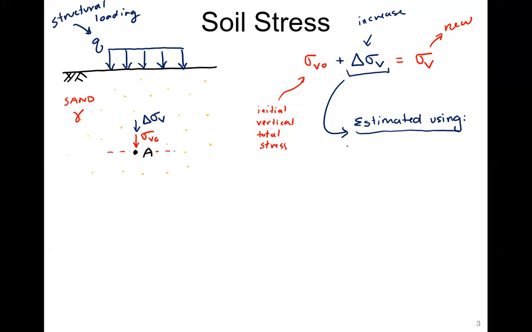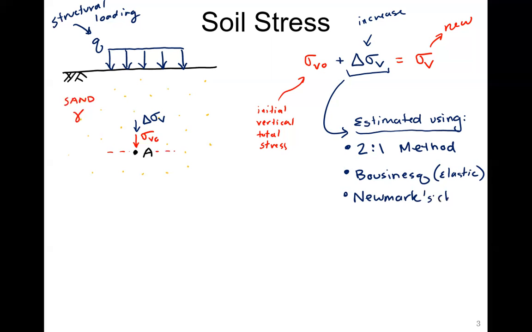What were some of the techniques? Who remembers them? There was one that was two numbers, the 2 to 1 method. Right, there's another one that was all those fun tables and stuff. That is Boussinesq. I feel like I spell the guy's name different each time. This assumes elastic material. Then a guy named Newmark came and made cool looking, like trippy looking charts based off of the Boussinesq. So we have Newmark's charts.